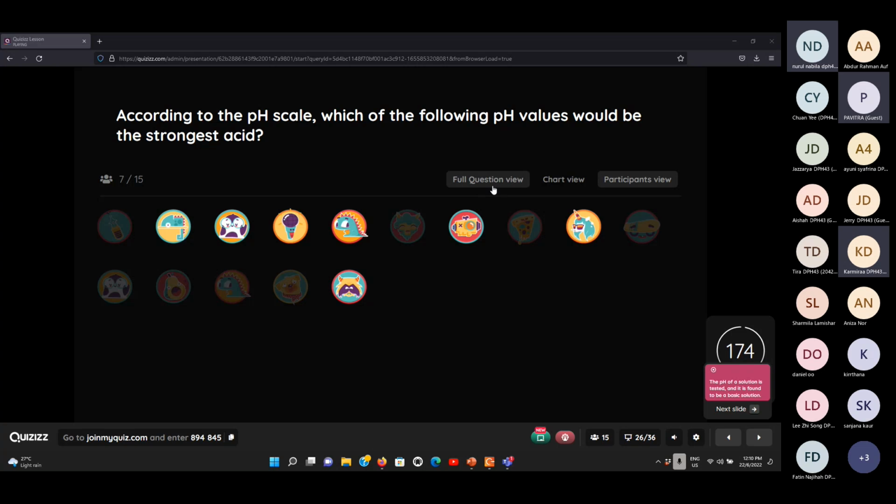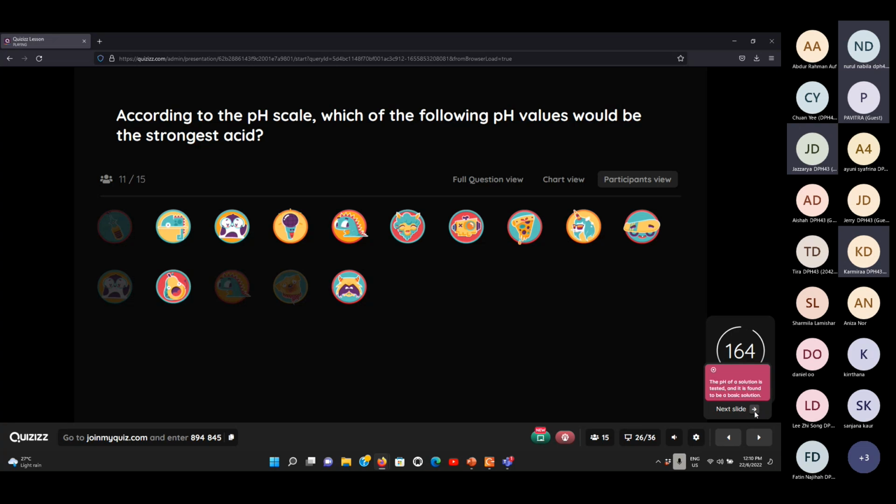So this is the opposite of that soalan tadi. Basically saya dah bagi jawapan. So saya nak move to the next slide. Anything that moves farther from the neutral value, itu adalah a strong acid.